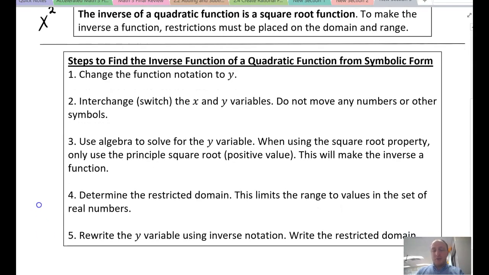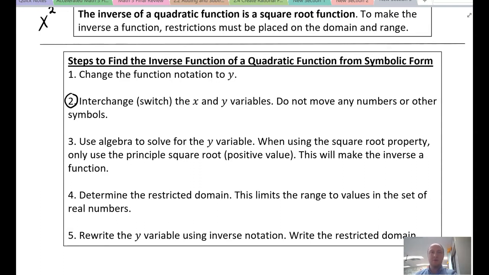So again, just to recap the steps in general, step 1, change the function notation to y. You go from f of x or g of x and make it into a multivariable equation. After we've done that, remember, how do I find the inverse? Switch your x and your y, right? That's step 2, switch your x and y. Here's kind of the main key idea about inverses. Then step 3, you're going to use algebra to solve for the y variable.